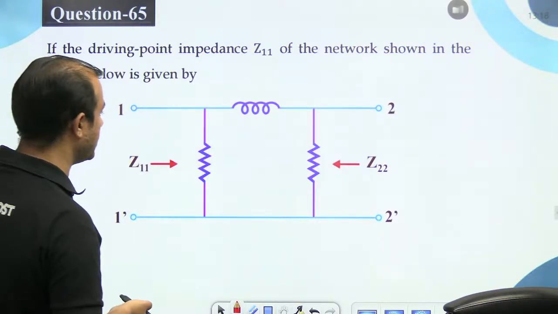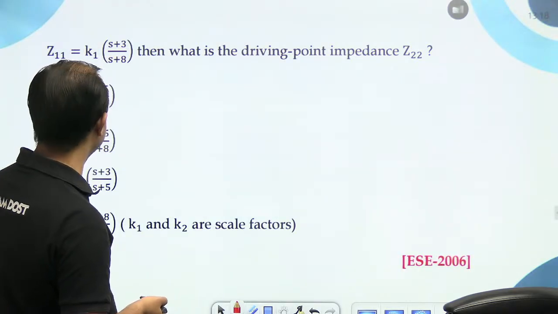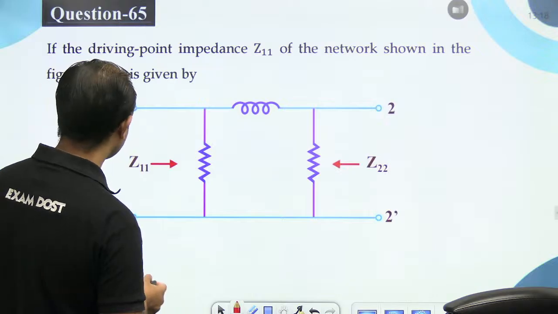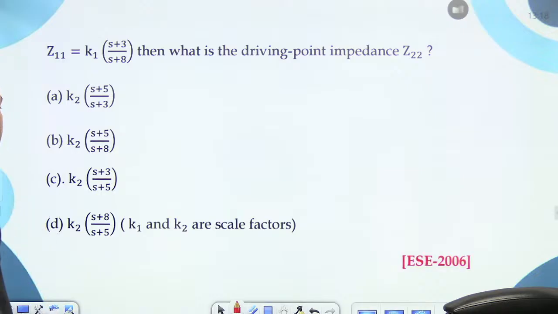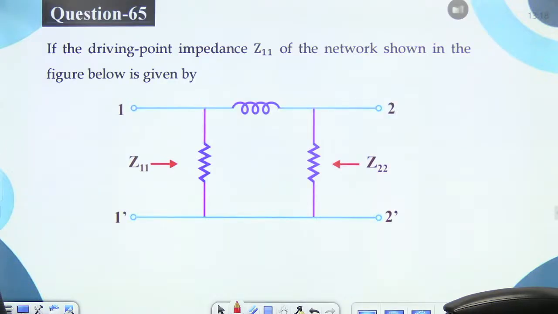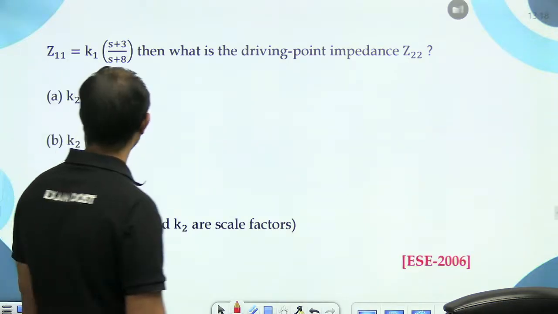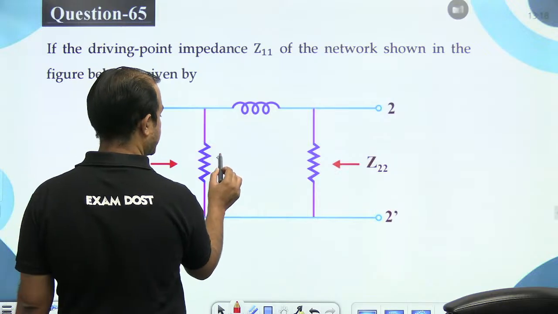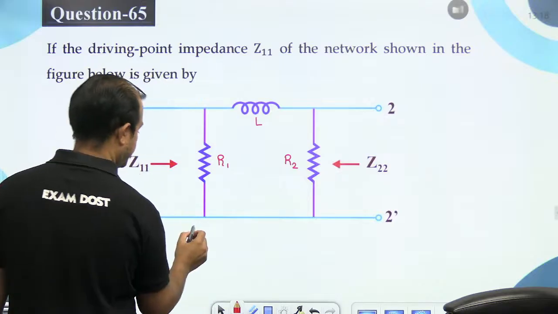Last question. Z11 of this network is K1 S plus 3 by S plus 8. What is Z22? This is Z11. What is Z22? So suppose this is R1, R2L.